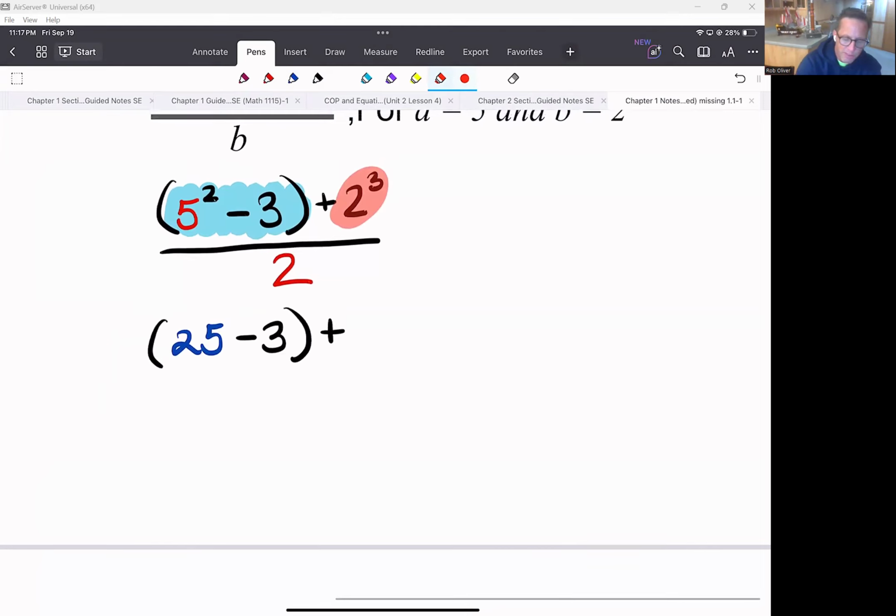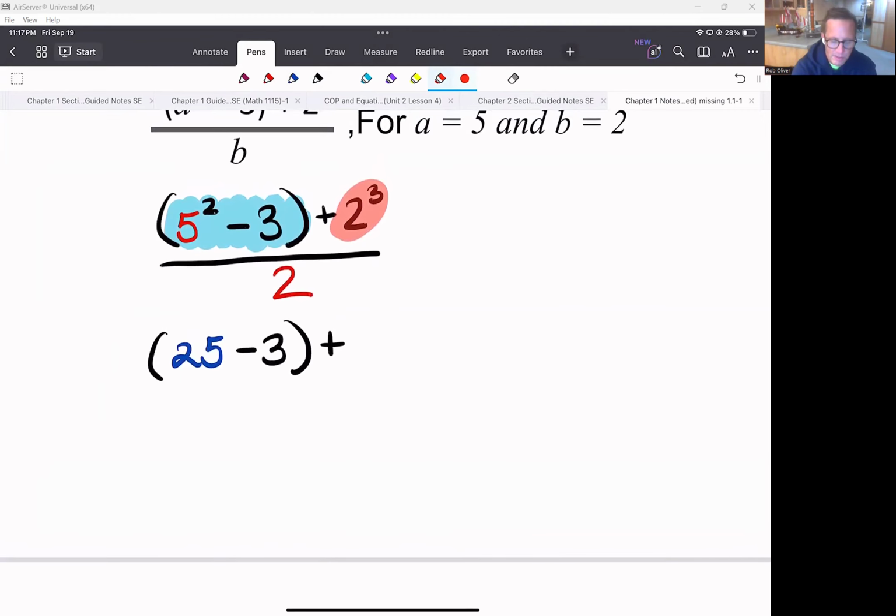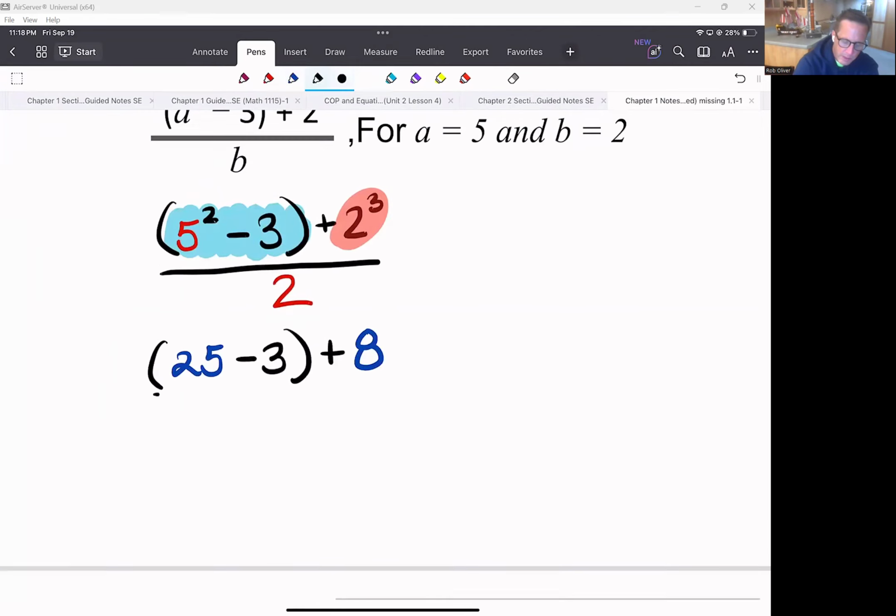So 2 to the 3rd power, because that's kind of independent of itself. So it doesn't really affect the problem if we do that part before we actually finish the parentheses, because it's kind of its own thing. So 2 to the 3rd power is 8, right? 2 times 2 times 2. All right, all over 2.